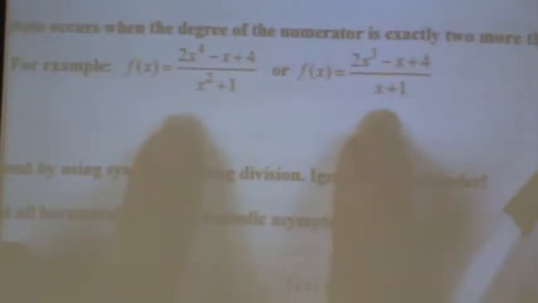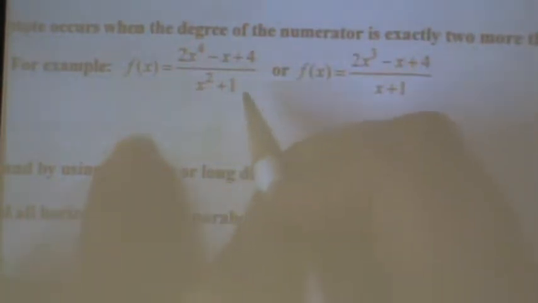Okay, next, flip to the back. Now these two are top heavy, so they don't have horizontal asymptotes, but they're top heavy by 2, so they have parabolic asymptotes. Again, how do you find the parabola?